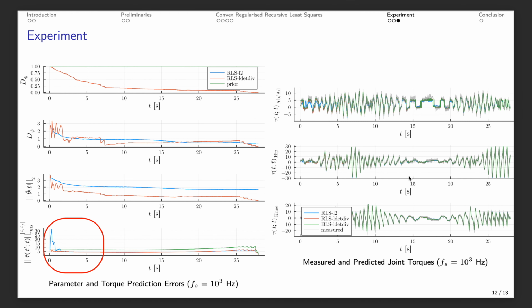The time histories for the parameter estimation error and the predicted joint torques show that the proposed online method recovers the offline identification result. Now, look at the red circle, which shows the RMS value of the torque prediction error with the current estimate for the unseen future state. The result indicates better generalization performance of the proposed method, especially in the low data regime.